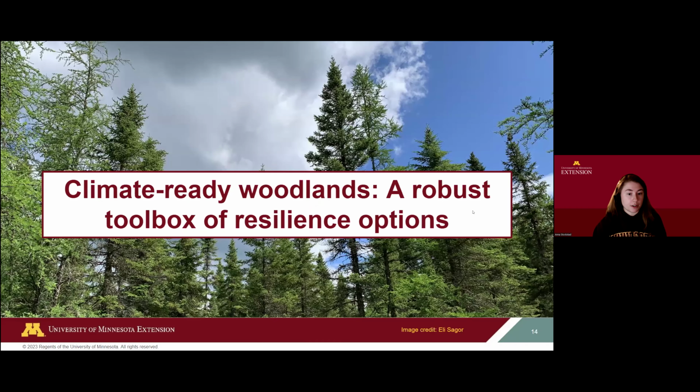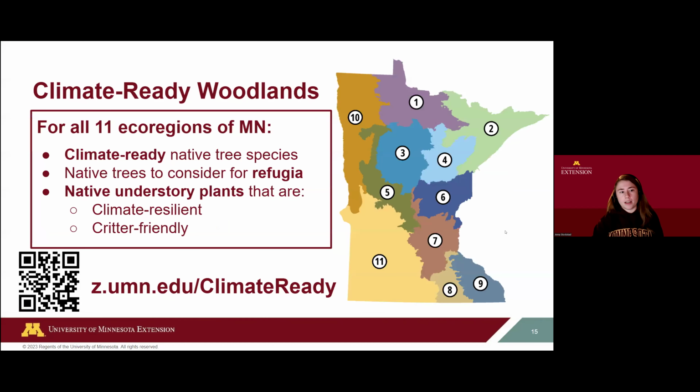And so that's why we created the Climate Ready Woodlands program, is that we recognize that a lot of people were looking for advice on what to plant or what to promote in their woods based off of the changing climate so that they can make sure that their woods are resilient. So the Climate Ready Woodlands program is broken up into 11 different ecoregions across the state. And for each of these ecoregions, we have 3 different recommendation lists.